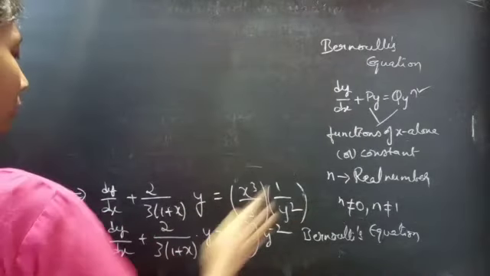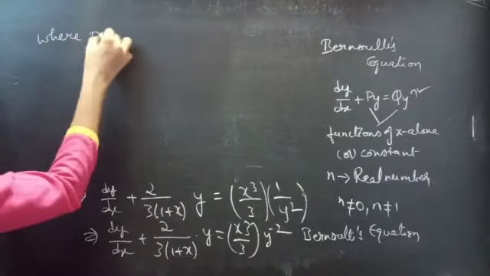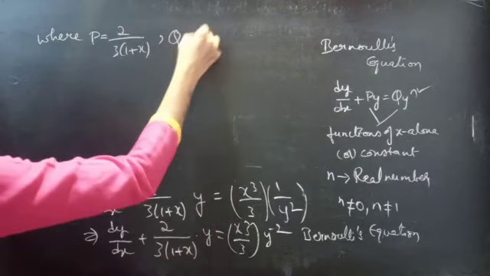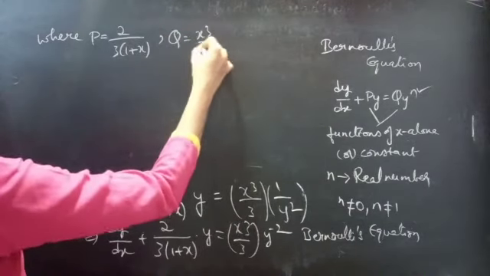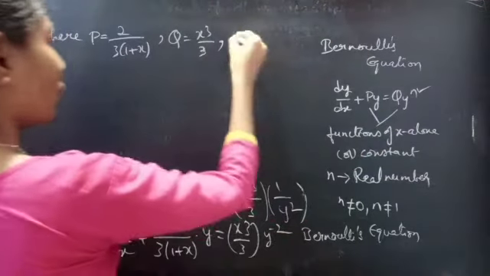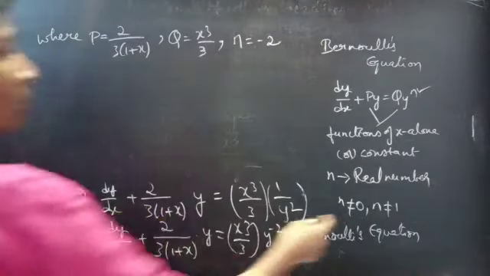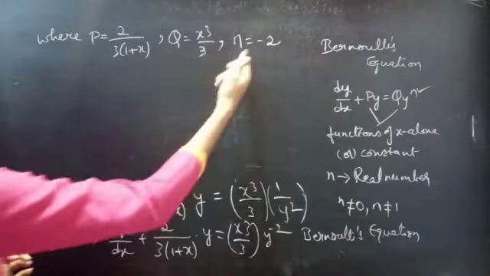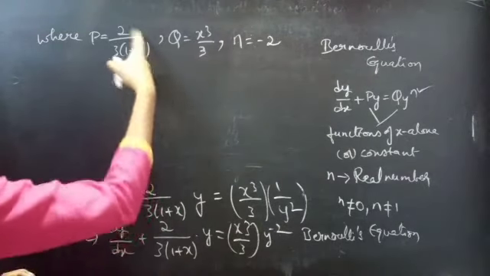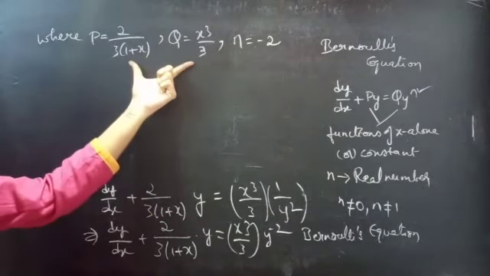Again, by comparing the reduced equation with Bernoulli's form, we'll get P and Q, where P equals 2 by 3 times 1 plus x, and Q equals x cubed by 3. By comparing y power minus 2 with y power n, you get n equals minus 2. We should not get n equal to 0 or 1. Here we got n equals minus 2, which is a real number. And P and Q are functions of x alone, since we have only the variable x.